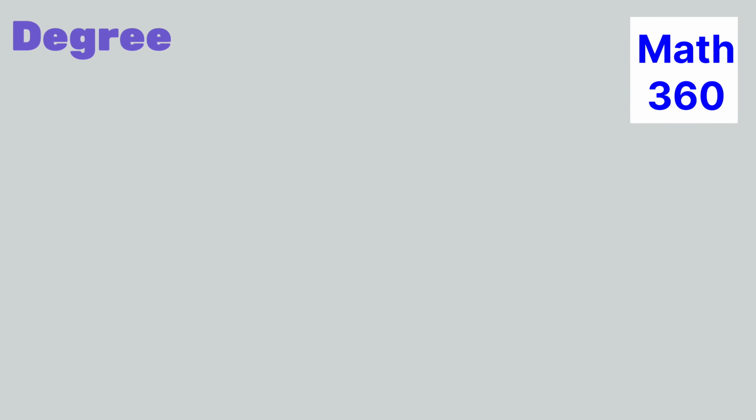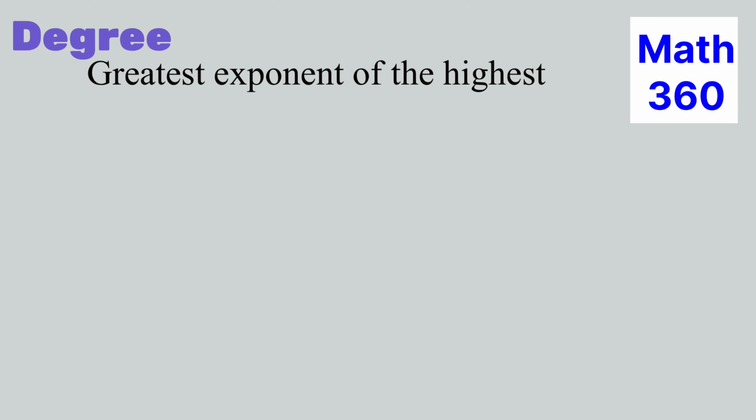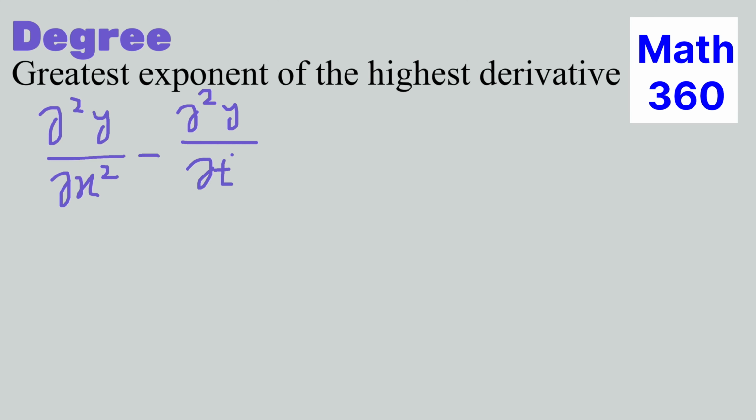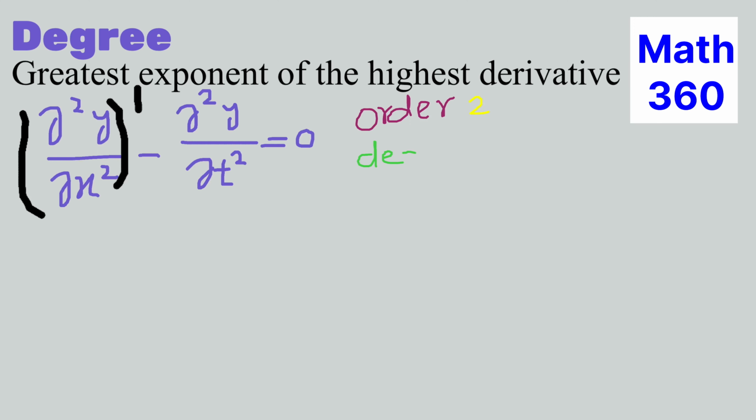The degree of a differential equation is the greatest exponent of the highest order derivative that appears in the equation. Note that the dependent variable and its derivatives should be expressed in a form free from radicals and fractions. The example of the partial differential equation has order 2 and degree 1 according to the definition.